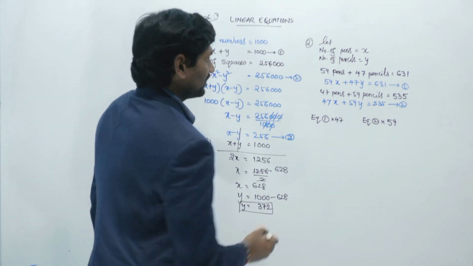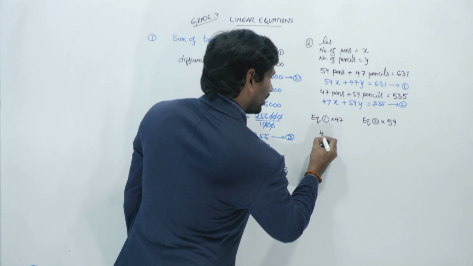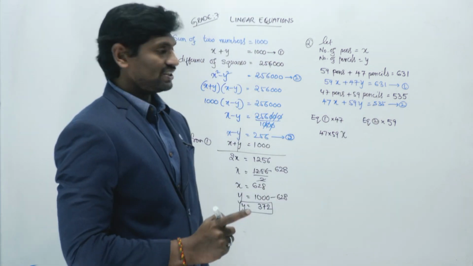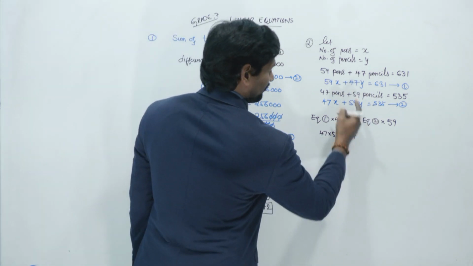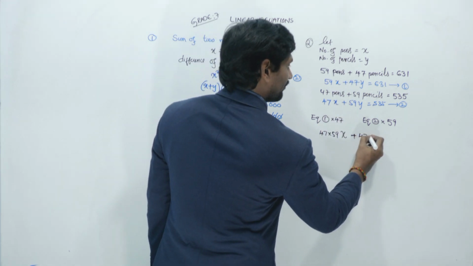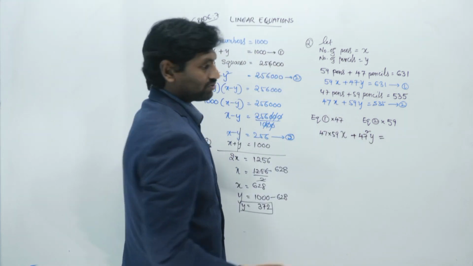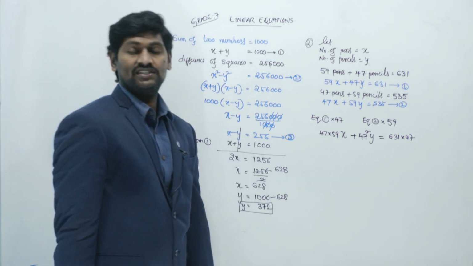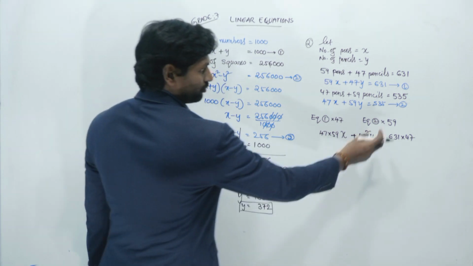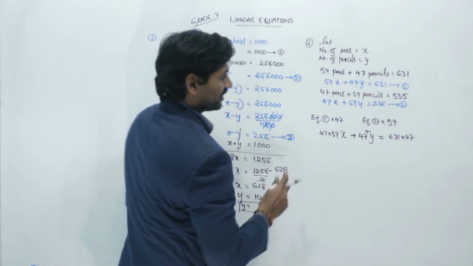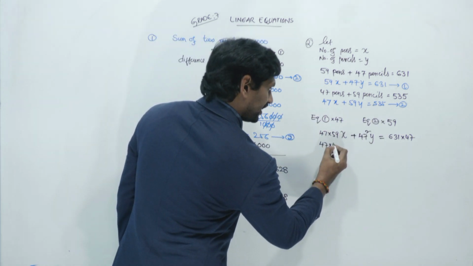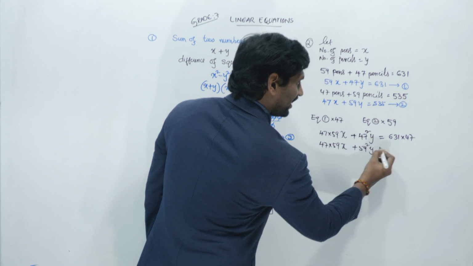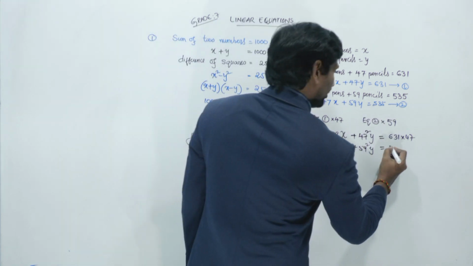Now equation 1 will be 47 into 59x. That means the entire equation we need to multiply with 47. Second one, 47 into 47, 47 square y, equals 631 into 47. That is equation 1. Now equation 2 multiply with 59, all together multiplied with 59. So here 47 into 59x, 59 into 59, 59 square y, equals 535 into 59.